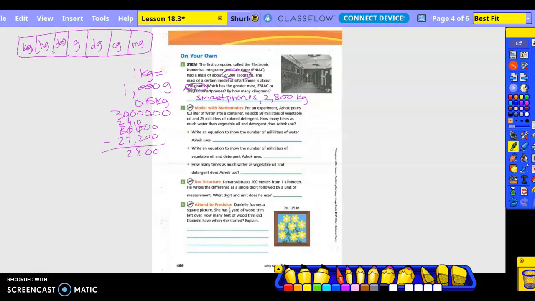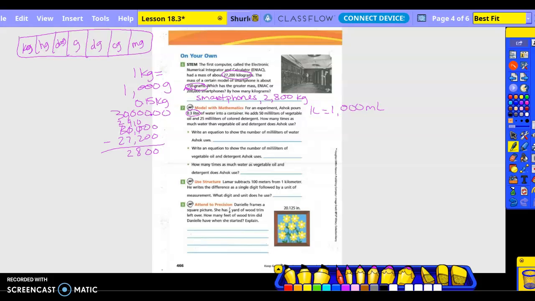Okay. All right, number 7, modeling with mathematics. For an experiment, Ashley pours 3/10 of a liter of water into a container. He adds 50 milliliters of vegetable oil and 25 milliliters of colored detergent. How many times as much water than vegetable oil and detergent does Ashley use? Okay, so write an equation to show the number of milliliters of water he uses. So, we need to convert this 3/10 liter. So, 1 liter equals how many milliliters? 1,000.